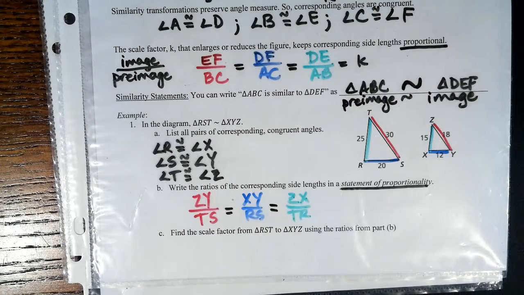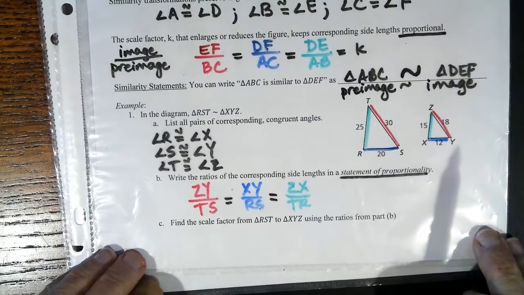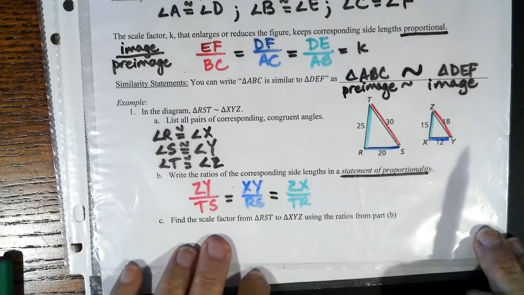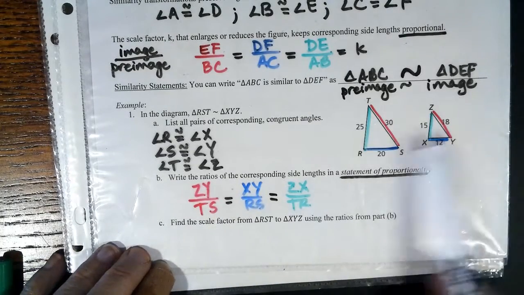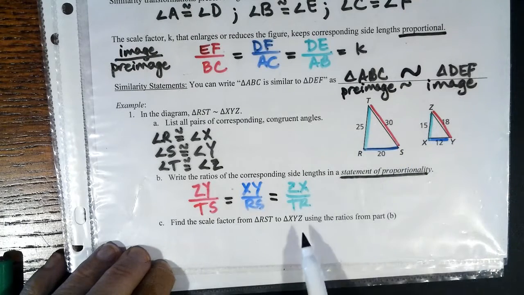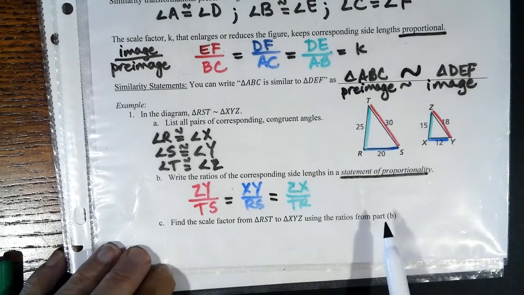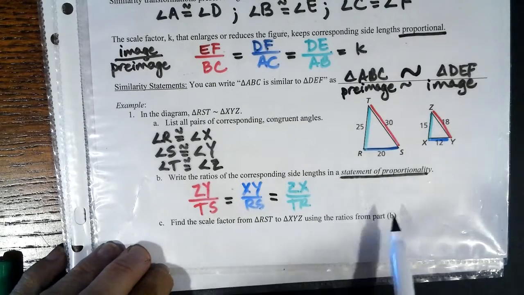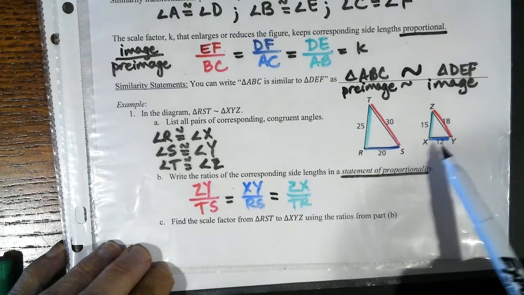So that's called a statement of proportionality. Now if I actually want to solve for something, which means the scale factor, I can take any of these ratios and plug the numbers in, and I will get the ratio from part B. So you know what I'm going to do? I'm just going to pick the smallest numbers because I always like to make it easier on myself. So I'll do the blue ones.